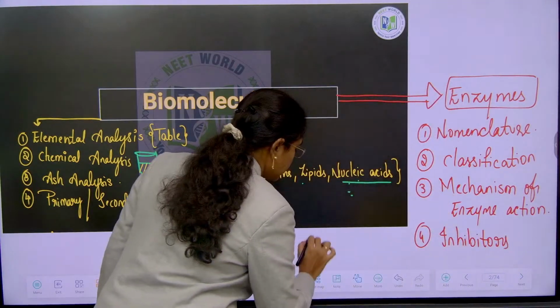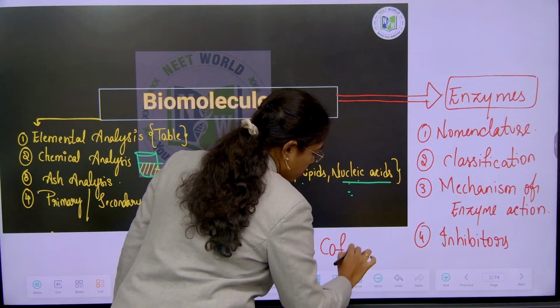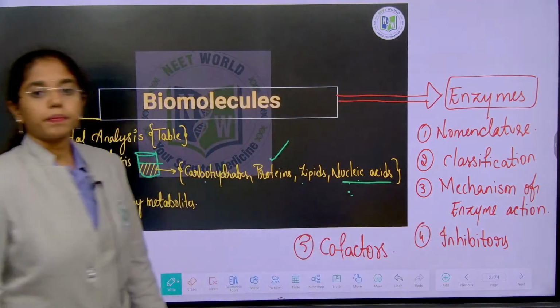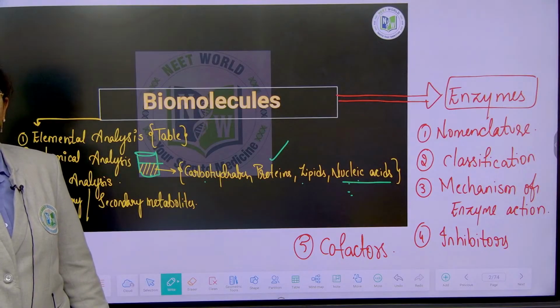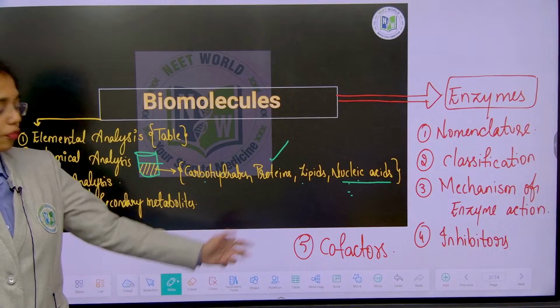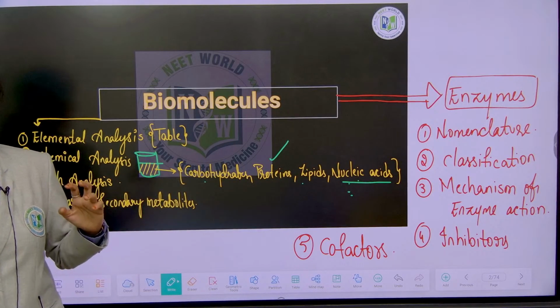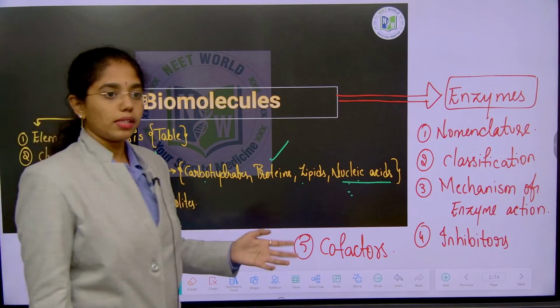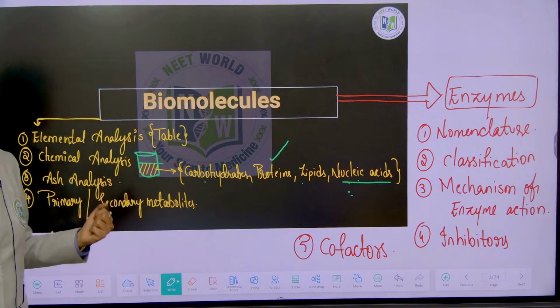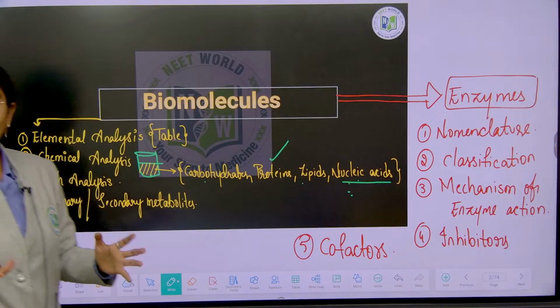and last segment is cofactors, the non-protein part of the enzyme, right? Protein part is known as apoenzyme, non-protein part is cofactor, which is of 3 types again. It can be metal ion, it can be coenzyme or prosthetic group, right? So this is the complete framework of the chapter. Got an idea of what we are learning this?